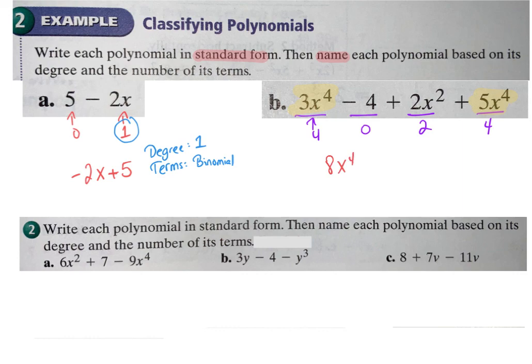Standard form, I'm going to go highest to lowest. So then that would go to the 2, right? Degree of 2. So plus 2x squared. And then I would go to my degree of 0. This would be standard form. My degree for this one would be the highest one. The highest one was 4. And then my terms, I have 3 terms. So that would be a trinomial.